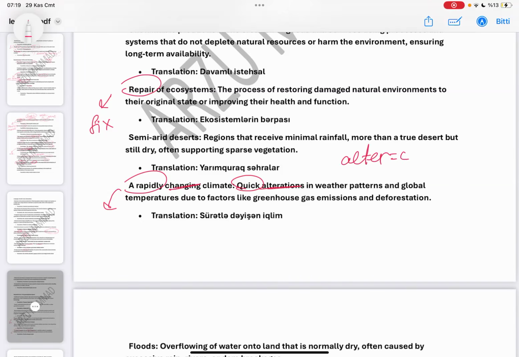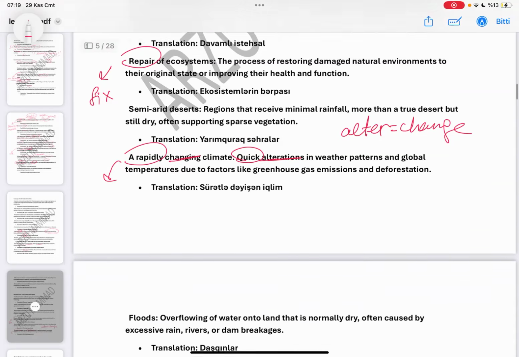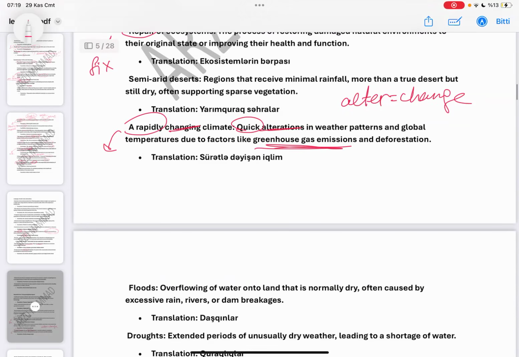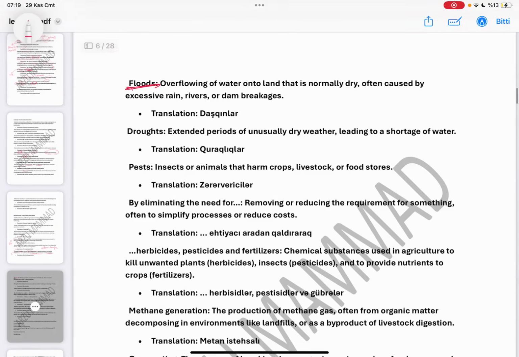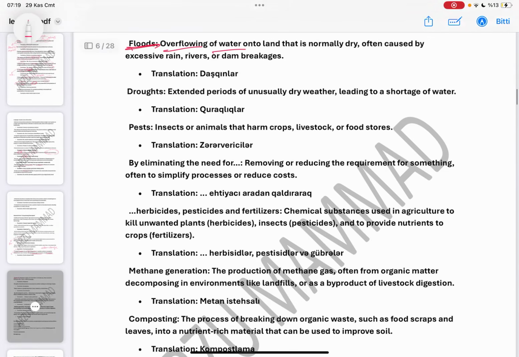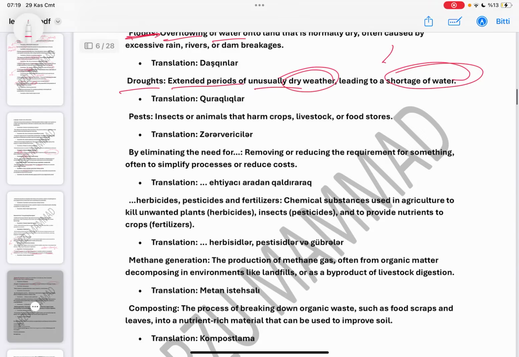Alter, change. Like alteration, change, the noun forms of them. Greenhouse gas emissions, very good. Deforestation. Flood, overflowing of water. Drought. So this is lack of water, extended periods of unusually dry weather. Okay, shortage of water, lack of, deficiency of. Shortage, lack, deficiency, synonyms of each other.